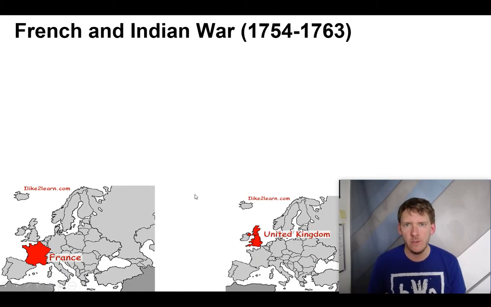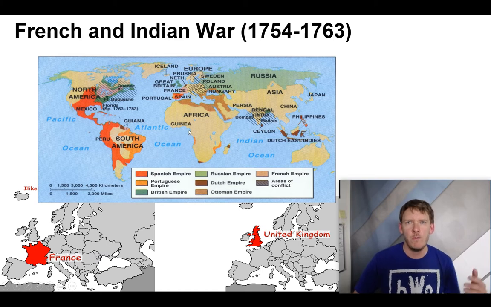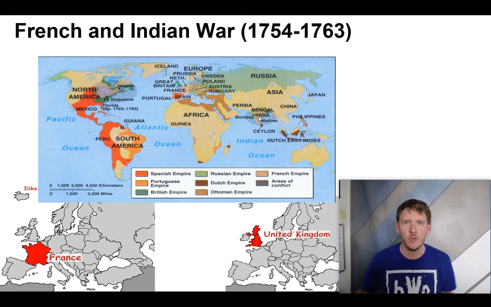The main two opponents are France and the United Kingdom or England. This is fought in 3 theaters or 3 stages. There will be battles in North America, there will be battles in Europe, and there will be battles in India. So you could see this as the very first World War. This is also known as the 7 Years' War in world history.